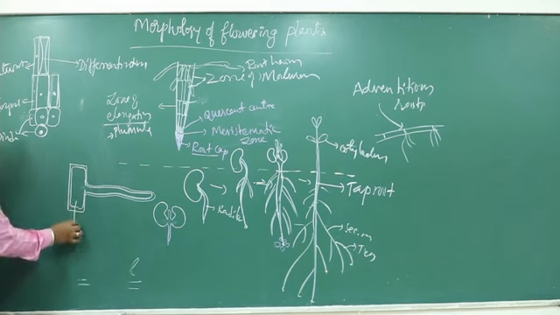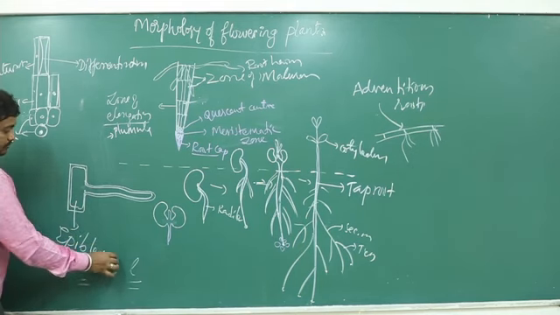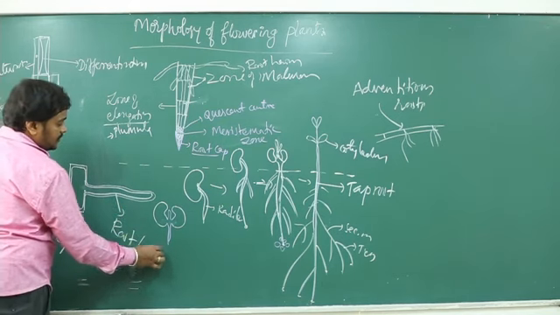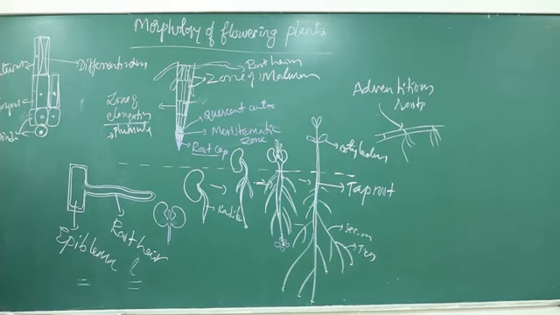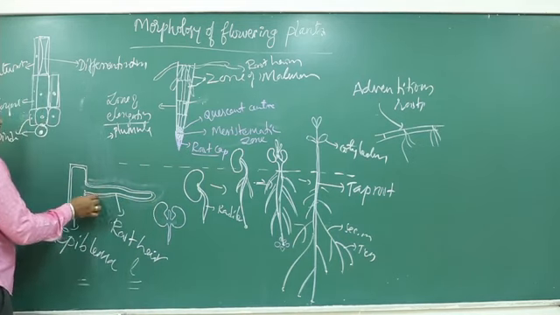Okay, so this is epidermis. Actually it is called epiblema. This is root hair. So like this, root hair is going to be produced. Remember, root hair is meant to increase the surface area.